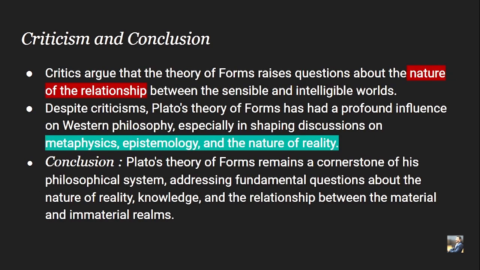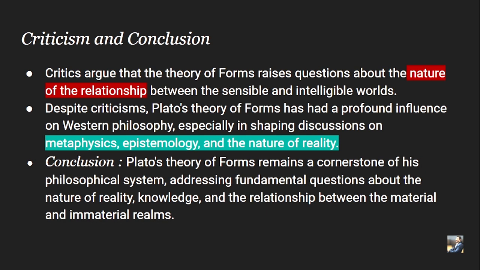Okay, so what is the criticism of his theory of forms? Critics argue that the theory of forms raises questions about the nature of the relationship between the sensible and intelligible worlds. What kind of relationship do they have? Is there any real distinction between them, or is it just an idea? If it is just an idea, how do we get to the idea? It becomes very difficult to really differentiate between a sensible and intelligible world, because it is very human for us to only know the things which we can sense.